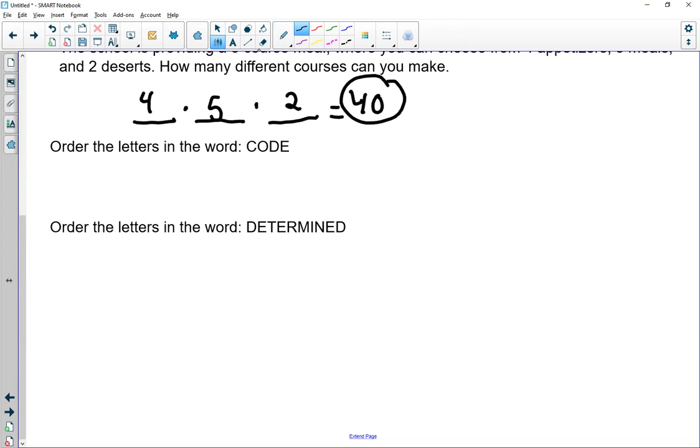Okay, first one. This is why this works. Code is going to be 4 factorial. Why is it 4 factorial? Well, I could pick out of the 4 letters, I could pick all 4 of them. Then the third letter, I could pick out of the 3 that's left over. Then 2 left over, 1 left over. So it's 4 factorial, which is 4 times 3 times 2 times 1, which is 24.